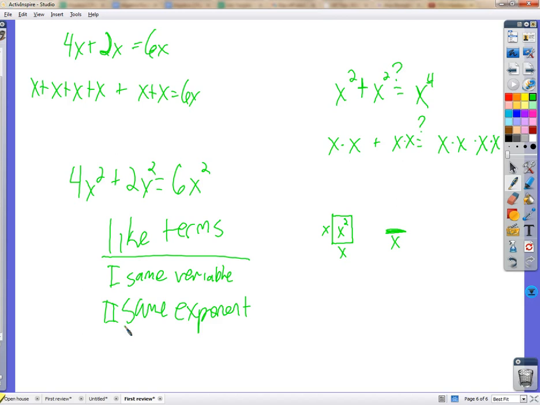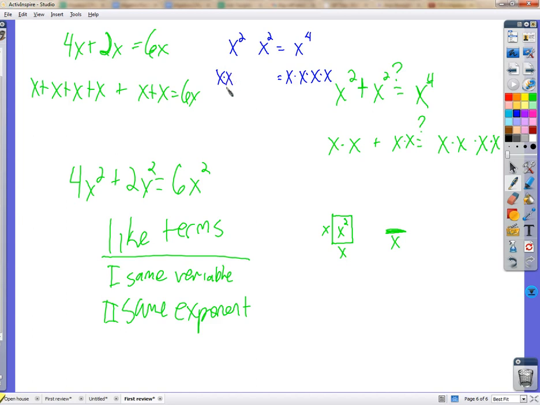Why can't you put those things together? And this is not about like terms, what I'm about to say, but there is a time when we add the exponents together. Let me just show you when that is. If I want to take x squared and x squared and combine them somehow to get x to the fourth, well, what is x to the fourth? It's x times x times x times x.